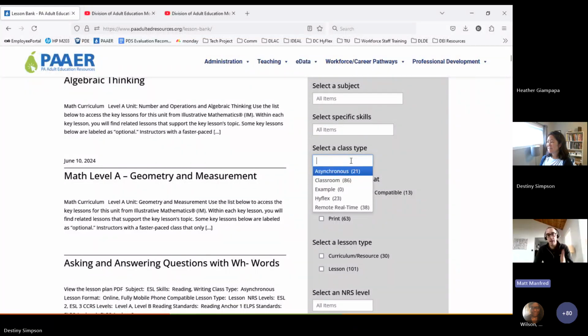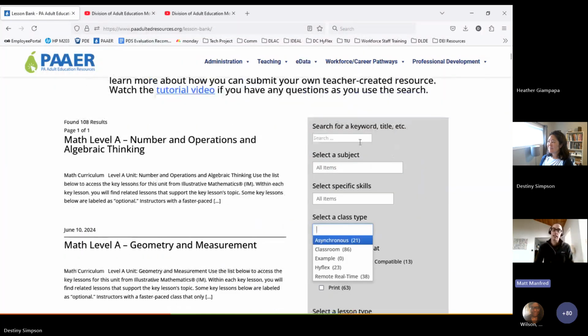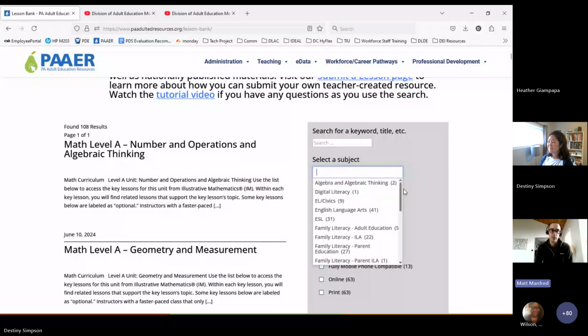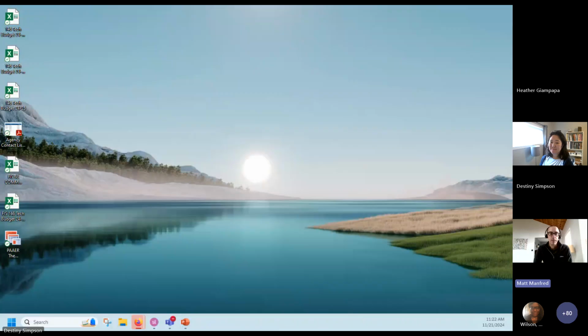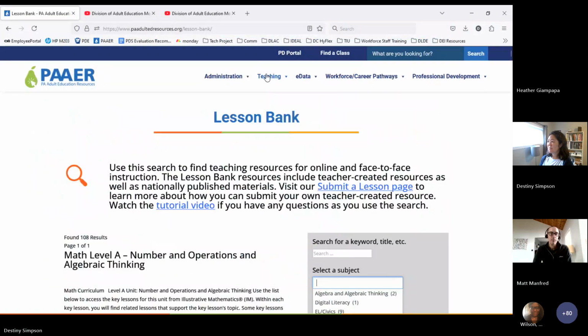So you can use the gray box, the searching, to get closer and closer if you have something specific that you have to teach today or next week, and see if there's something close to it. Everything that we've categorized these lessons as shows up in those lists. Okay, let's look at the math curriculum next, if you would, Destiny.